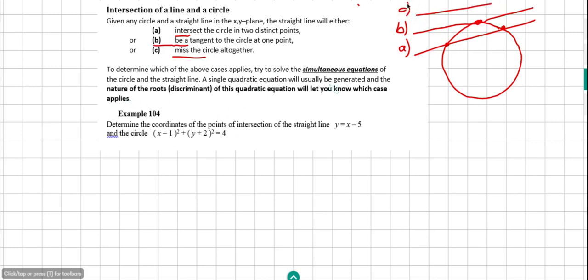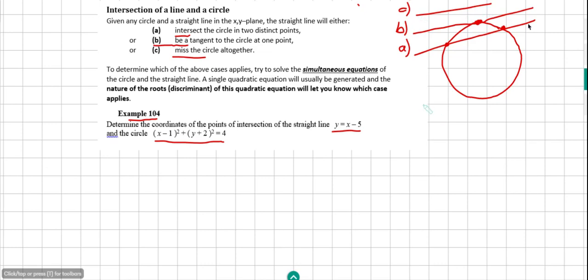And when we're trying to solve these, what we would generally end up with is a quadratic equation. So in this example below, 104, we've got a straight line with this equation, and this is the circle. And we'll be creating an equation by substituting in for the y value by replacing it by the x minus 5. And then it would turn into a quadratic equation. And by looking at the discriminant, we could decide whether it was going to have 2 points of intersection, one or none.